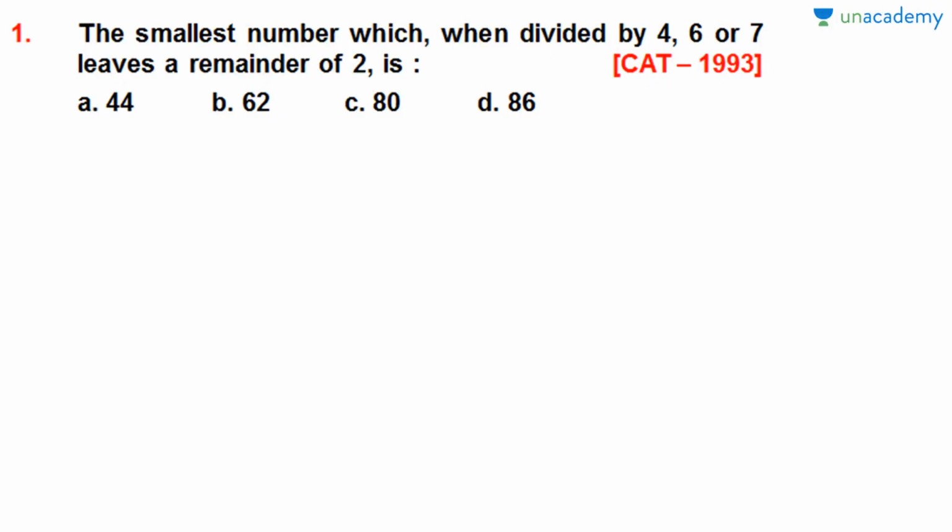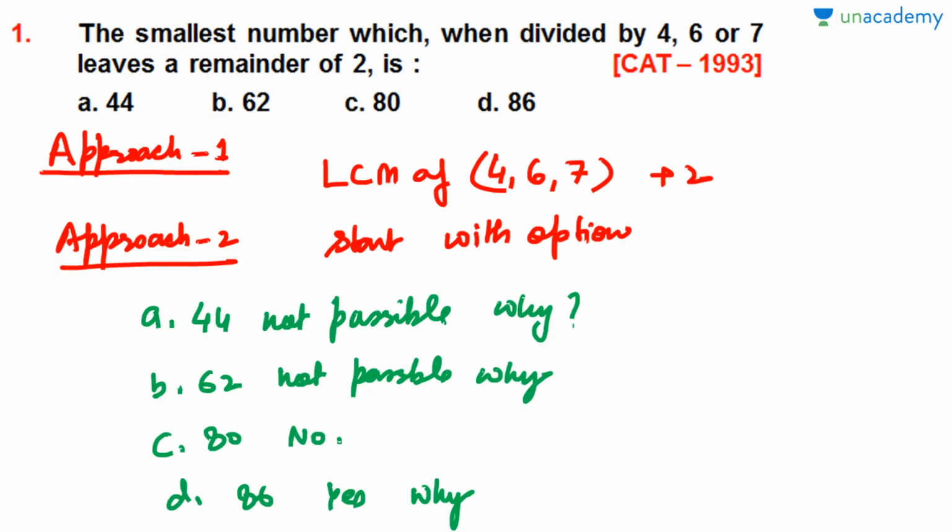So question number 1 is: the smallest number which when divided by 4, 6 or 7 leaves a remainder of 2 is. Options are 44, 62, 80 and 86. So what we have to calculate? We have to calculate the smallest number which when divided by 4, 6 or 7 leaves a remainder of 2. So the solution would be, approach 1 would be LCM of 4, 6, 7 plus 2.